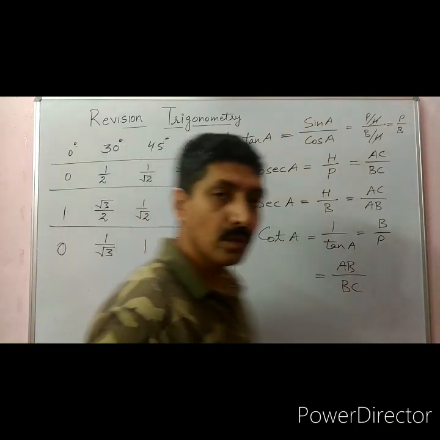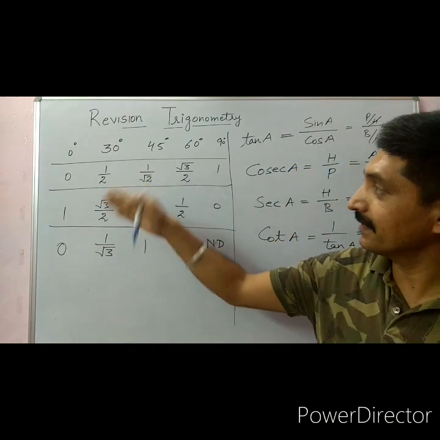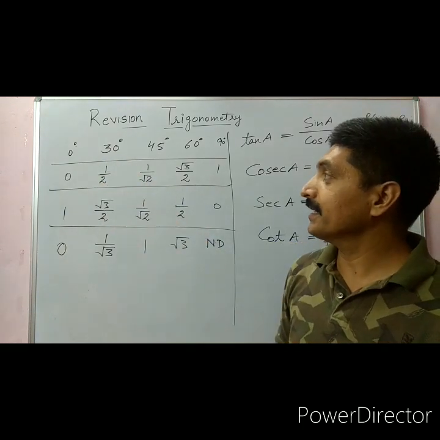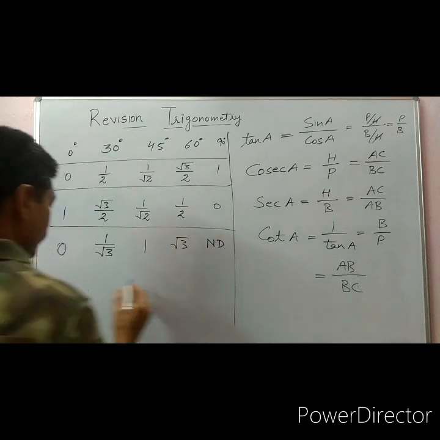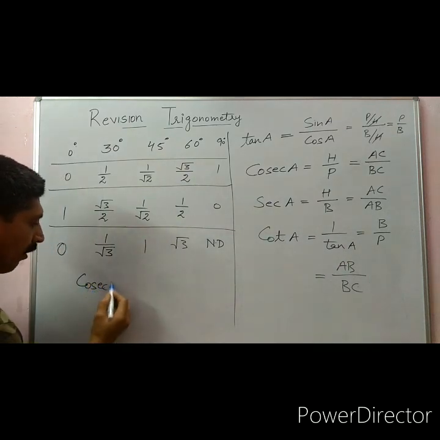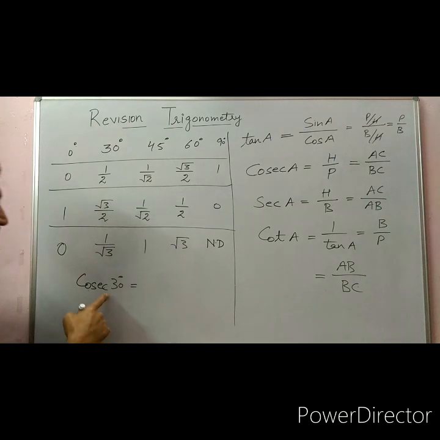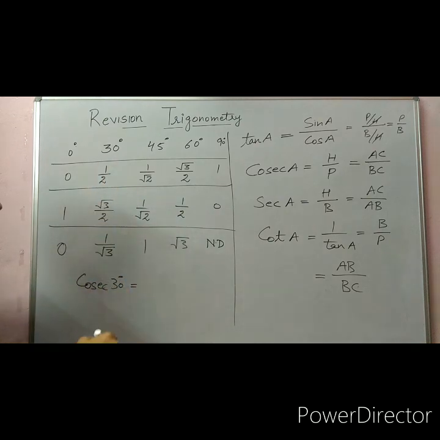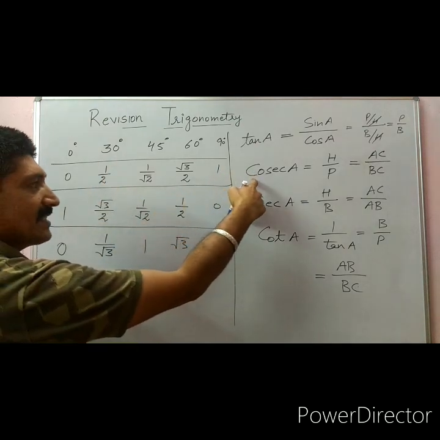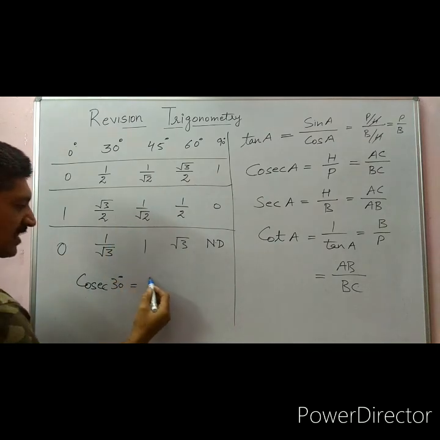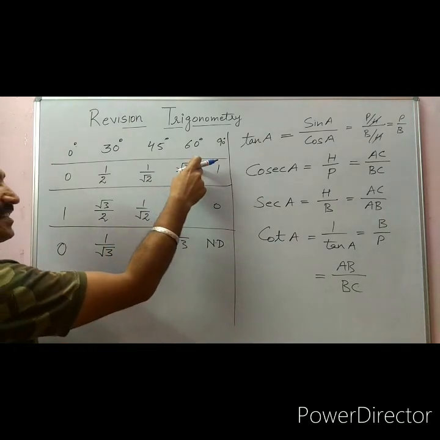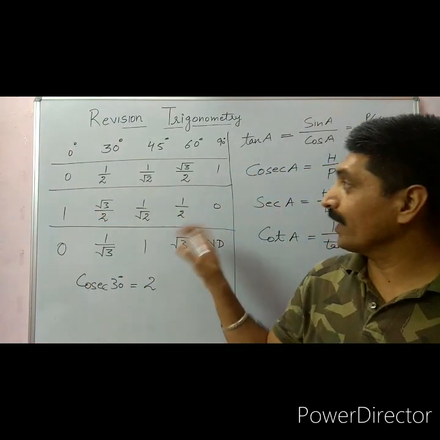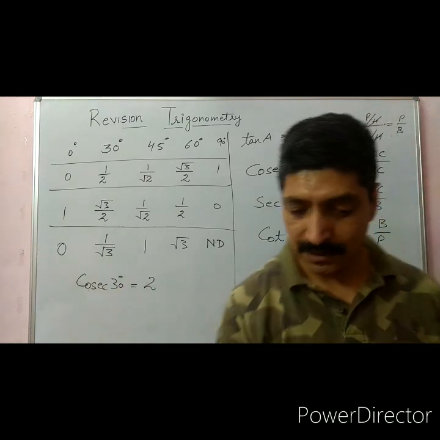And if you want to go for their reciprocal, we can take their reciprocal. What is the value of cosecant 30 degree? To find cosecant of 30 degree, we first remember the value of sine 30, that is 1 by 2. Reciprocal of sine is cosecant. So cosecant 30 is 2. Similarly, cosecant 60 is 2 by under root 3, the reciprocal. So I hope now you can remember these values.